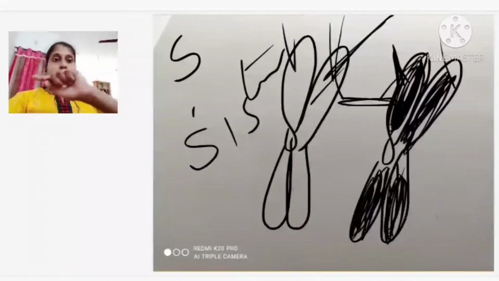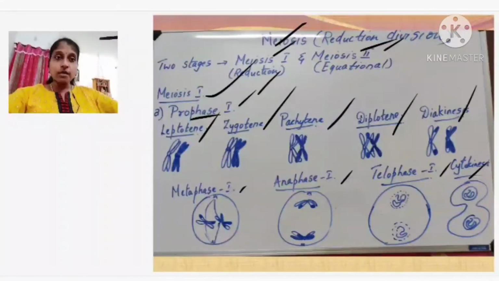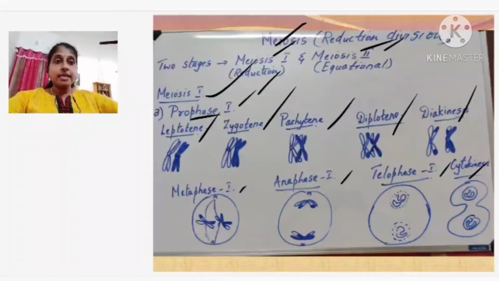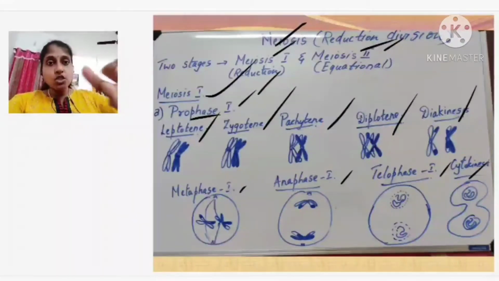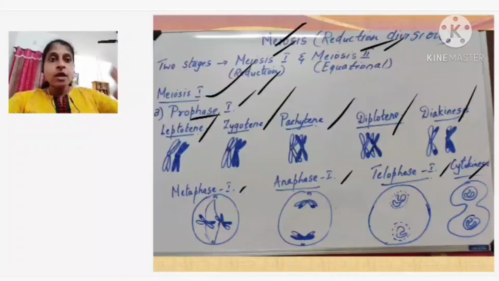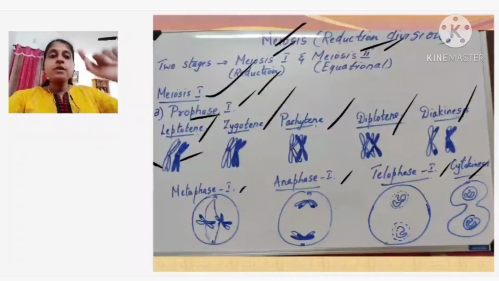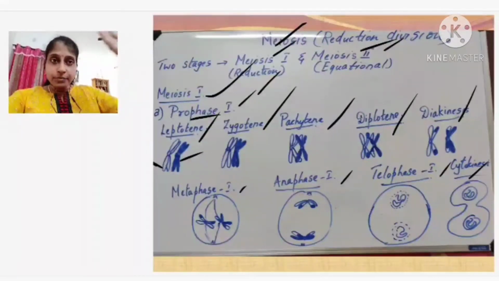With this we are moving on to meiosis, the leptotene. Listen very carefully. Prophase 1 is divided into 5 stages: leptotene, zygotene, pachytene, diplotene, diakinesis. I am taking only one homologous chromosome, so this is what I have taken in this diagram. One pair of homologous chromosome, one is maternal and another one is paternal. Each with its duplicate is present.